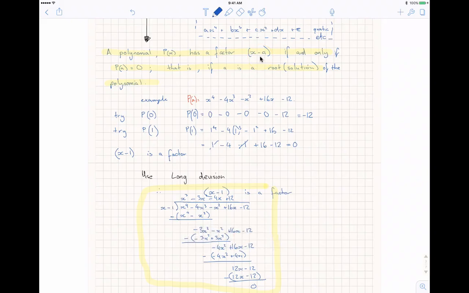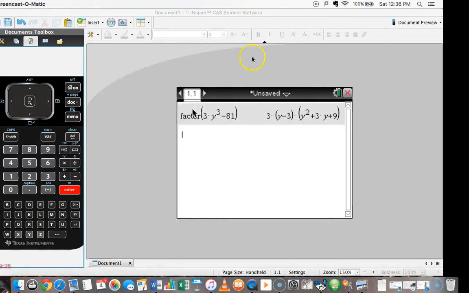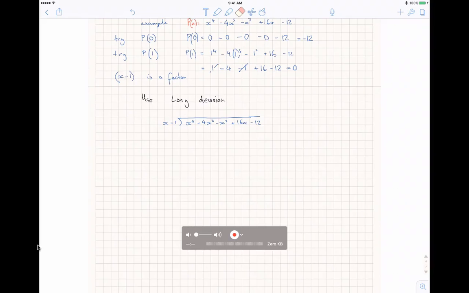So once we have a factor, if you recall back, then we need to factorize the entire expression, we need to use long division. So we're using the factor that we just worked out, x minus 1. We write that on the outside of the division symbol, and we write the polynomial which we are dividing on the inside of the division symbol.